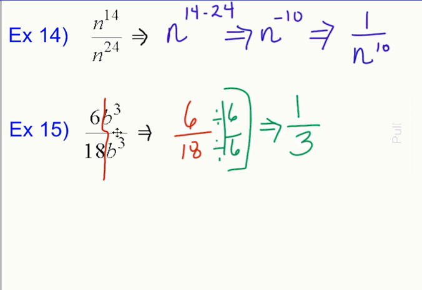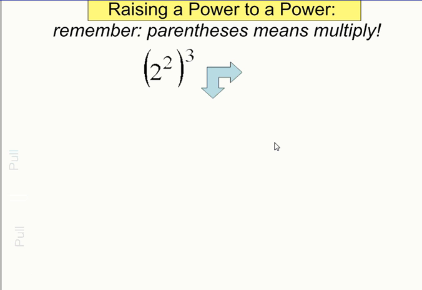If they're exactly the same, then this is equal to 1. I don't really need to put it over here because 1/3 times 1 is just 1. But again, by definition, keep the base of b, and the exponent is 3 minus 3. That's going to be b to the 0, which is equal to 1. 1/3 times 1 is still 1/3. Okay?